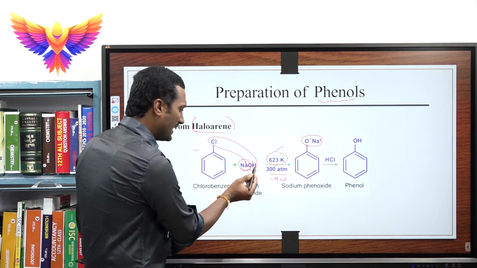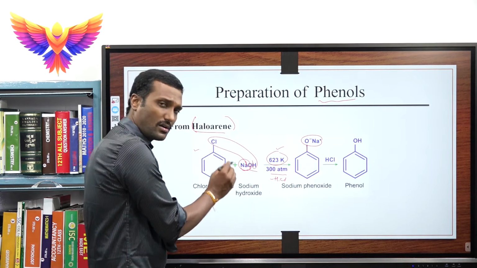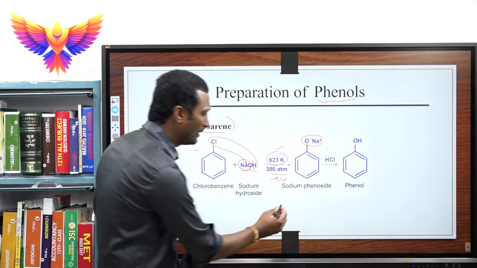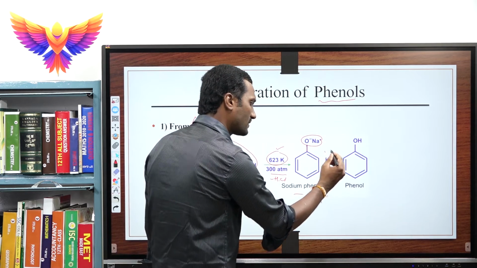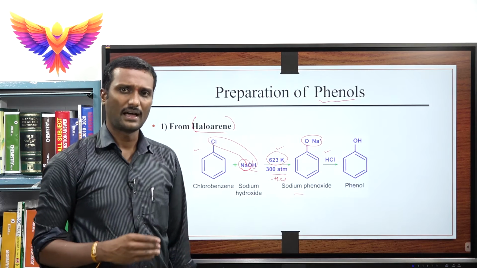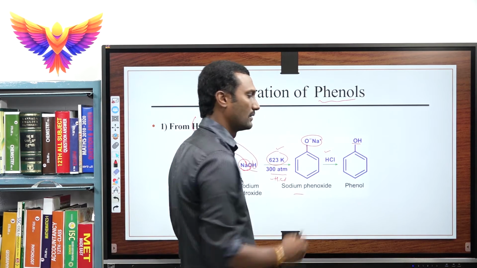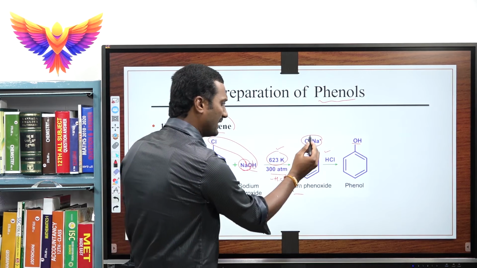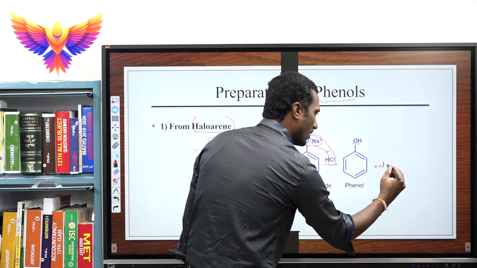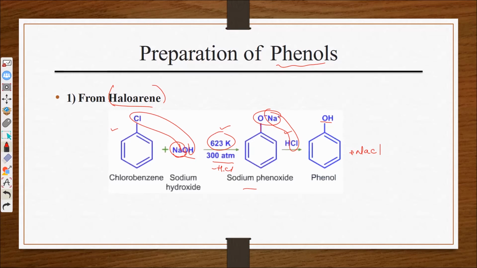Again, I will repeat: H will combine with Cl to form HCl, and sodium oxide will react on the benzene structure to form sodium phenoxide. When you add a few drops of acid to this sodium phenoxide, or hydrolyze it with acidified water, we immediately get phenol. The Na and Cl combine to form a salt. This is how we prepare phenol using chlorobenzene.